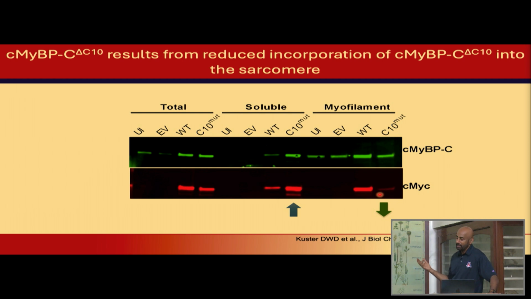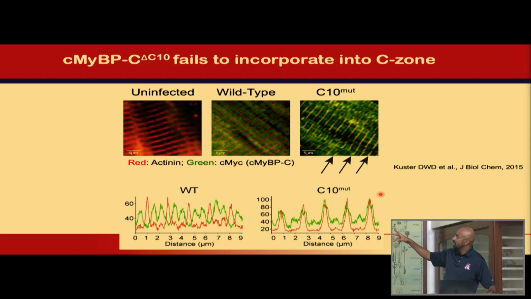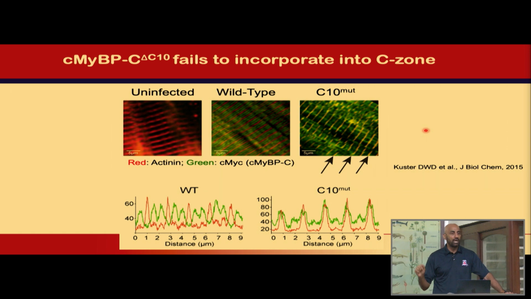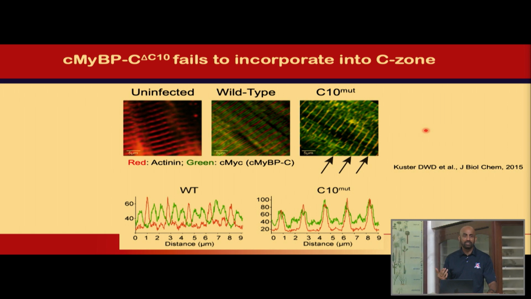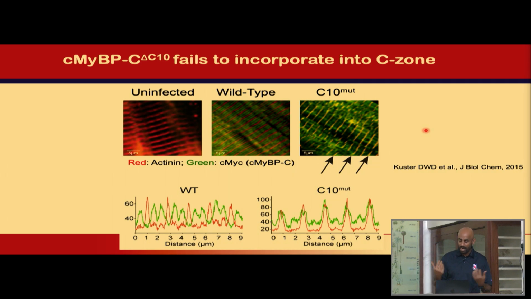So again, this could be a poison polypeptide effect. When you do confocal imaging with specific antibodies to see where this mutant protein localizes in the sarcomere, you can see that compared to uninfected control, the wild type is very normal, you can see the doublets, very normal incorporation, whereas the mutant protein is distributed diffusely within the sarcomere. So again, this could cause severe phenotype development because the muscle cannot properly function.